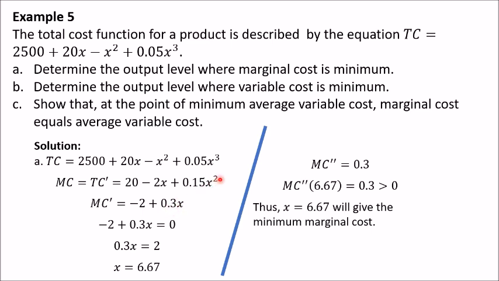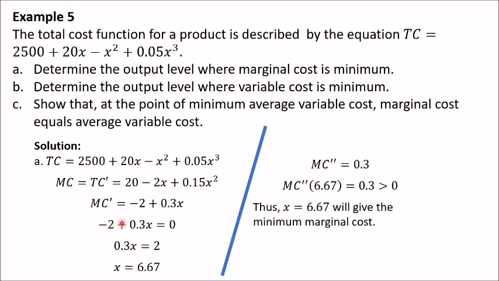Just multiply 2 times 0.15 is 0.3 and then x. Subtract 1 from that exponent, so 1 na lang yung may iwan. And then equate this to 0 to get the value of x in this derivative. So equate this to 0, so ito na siya. And then solve for x.